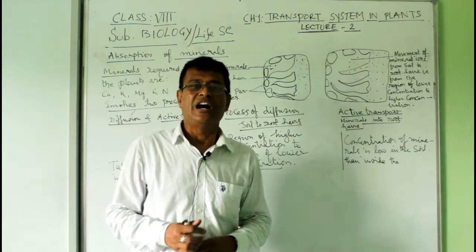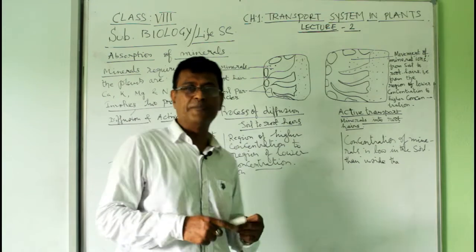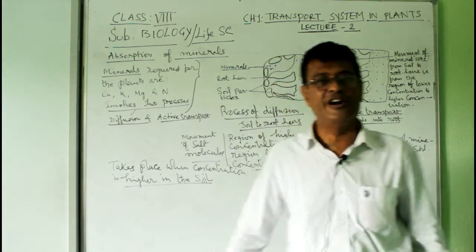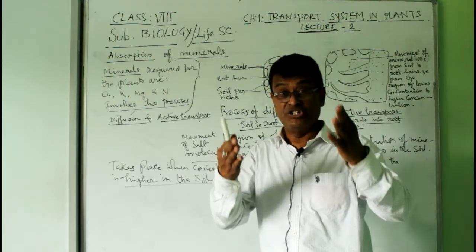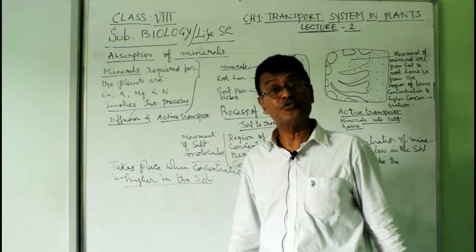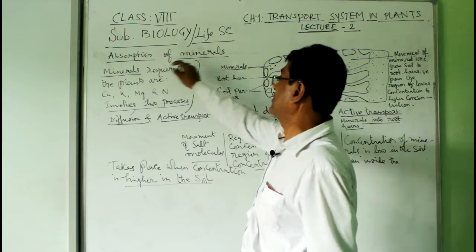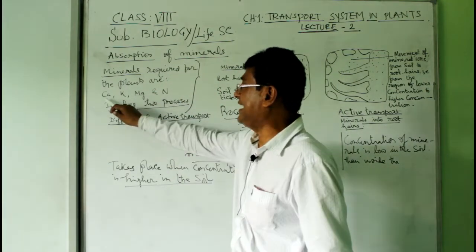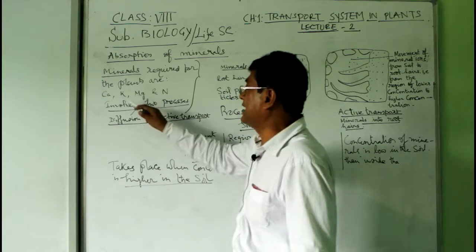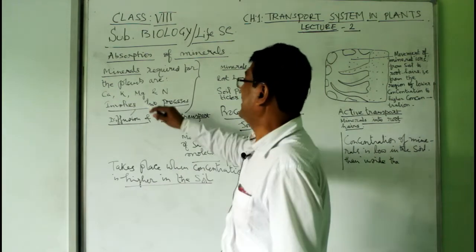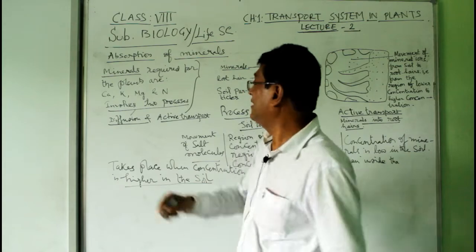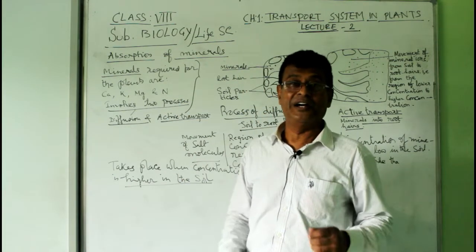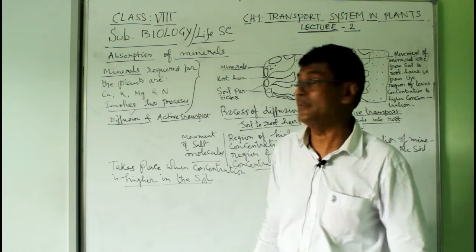Well children, after the absorption of water, we come to know about the absorption of minerals. The minerals are required for the plants as well. As you need the minerals, the plants also need the minerals. Here you see the absorption of minerals. The minerals required for plants are usually Ca, the symbol of calcium, K is potassium, Mg is magnesium, and nitrogen. Nitrogen is the bodybuilding material, so in plants also nitrogen is very much required.